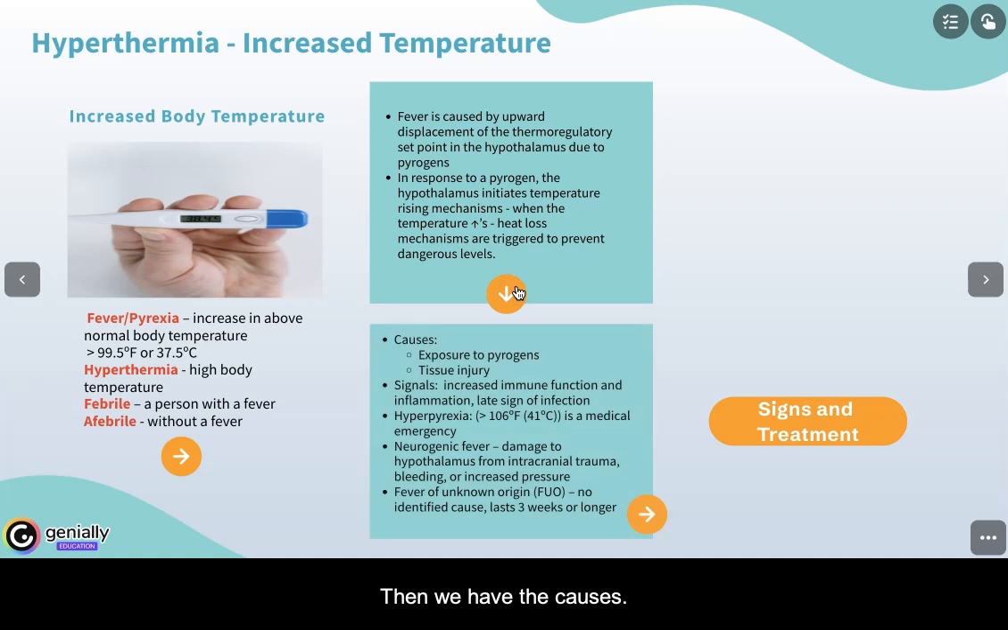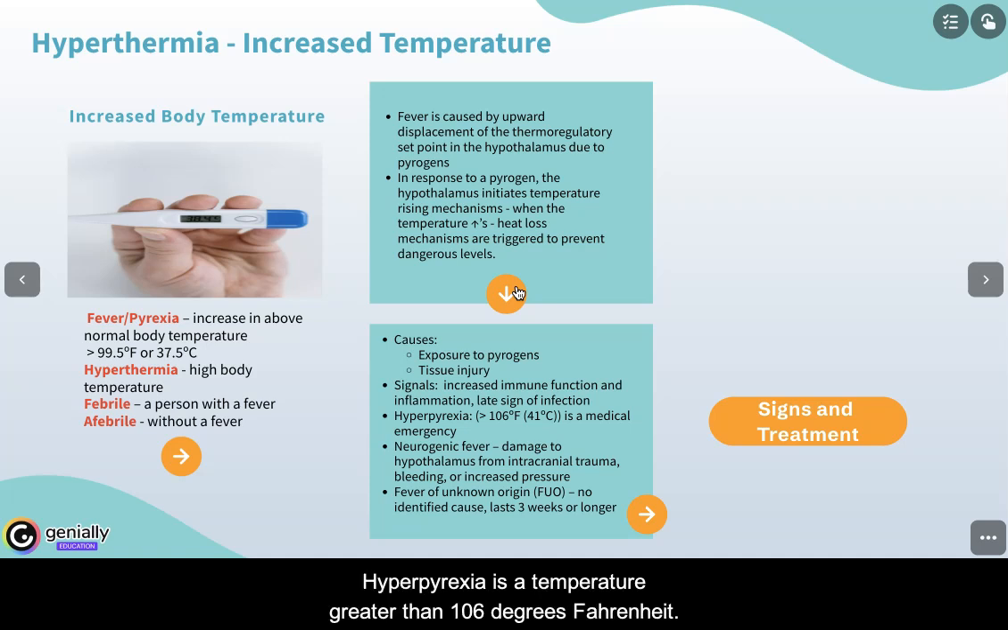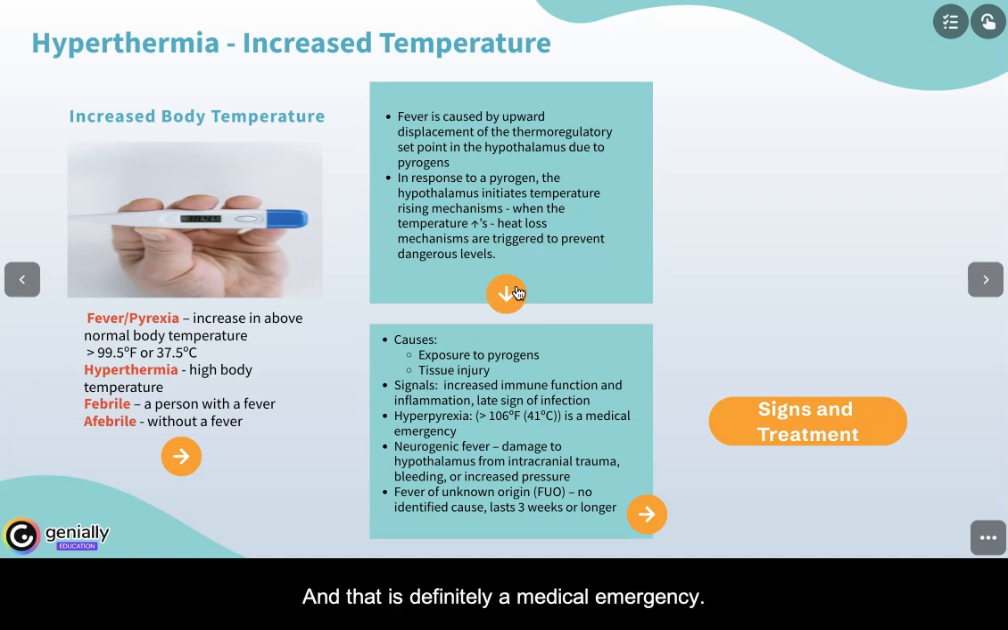Then we have the causes. What are the causes for hyperthermia? Increased body temperature, exposure to pyrogens, tissue injury. How do we know that our body temperature is increased? We have increased immune function and inflammation, which is a late sign of infection. Hyperpyrexia is a temperature greater than 106 degrees Fahrenheit, and that is definitely a medical emergency. It's not something we can cure with just Tylenol. It needs emergency medical services.